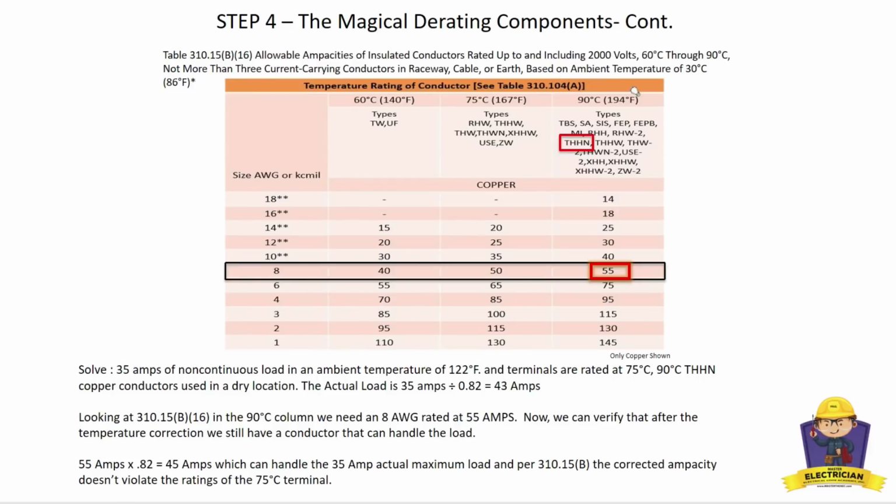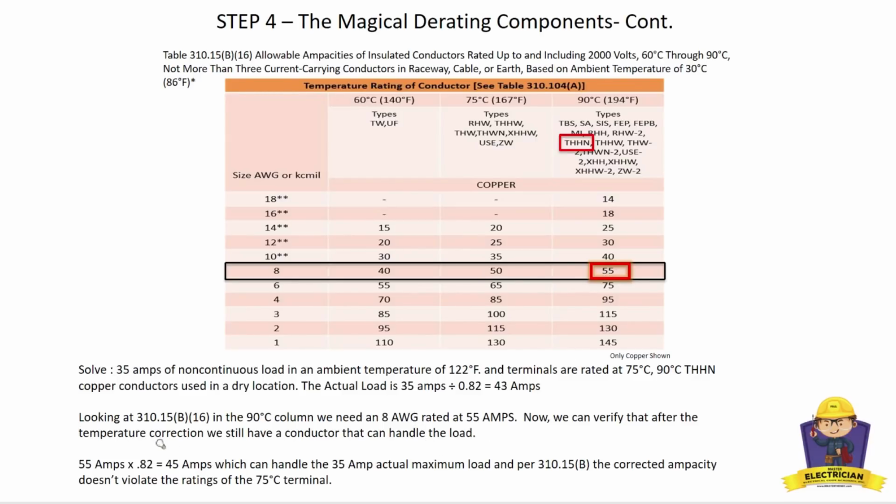But we do have an ambient that is higher than 30 degrees C or 86 Fahrenheit, and ours was 122. So we have to deal with that. All right, so we find a conductor that can handle that 43 amperes. And it looks like we couldn't use a 10, but we can use an 8, which is good for 55 amperes.